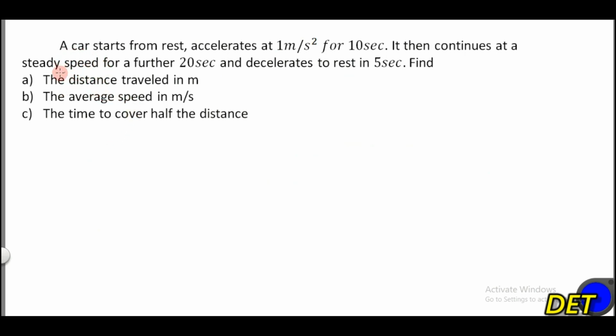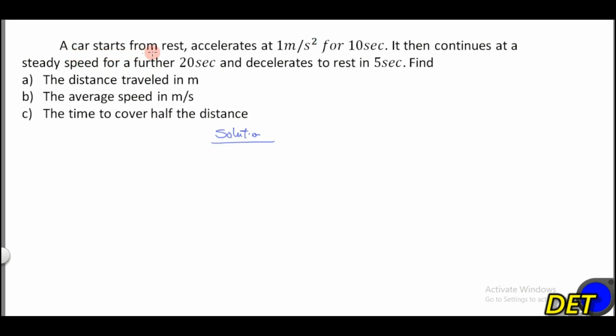The question that I have here is: a car starts from rest, accelerates at 1 meter per second squared for 10 seconds. It then continues at a steady speed for a further 20 seconds and decelerates to rest in 5 seconds. Find A, the distance traveled in meters, B, the average speed in meters per second, and C, the time to cover half the distance. So the first thing I would want to do here is to draw a motion graph, right?